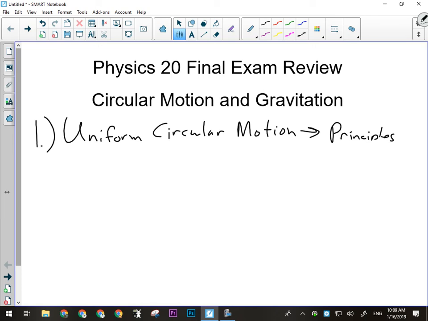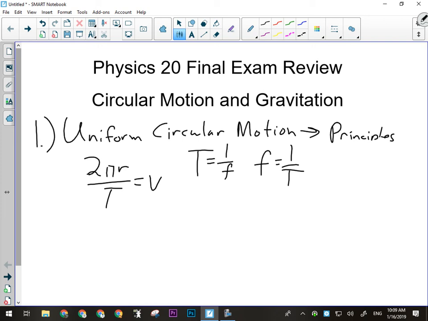Then we talked about some formula stuff. We said that 2 pi r over t equals the speed at which something traverses a circle. So the circumference of the circle divided by the period gives us the speed of the object moving around the circle. We also talked about T equals 1 over f and f equals 1 over T. Period is the time for one cycle, but frequency is the number of cycles per time interval, usually seconds. Those are things that we have to remember.